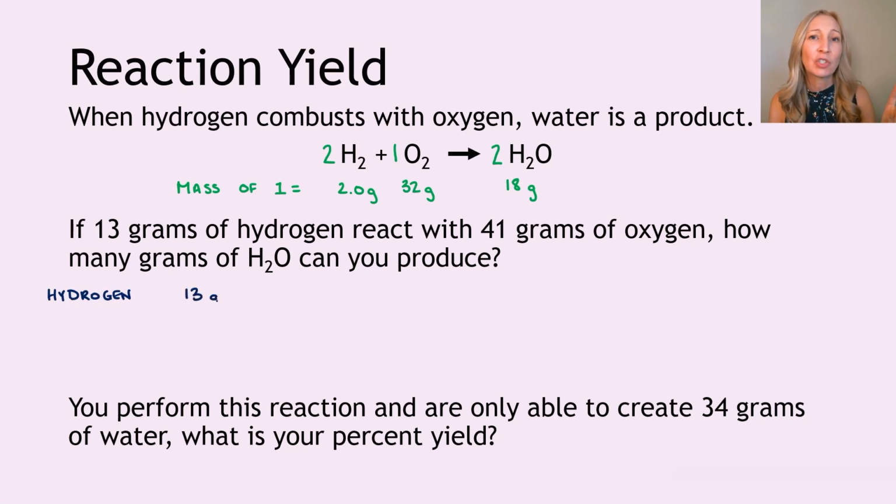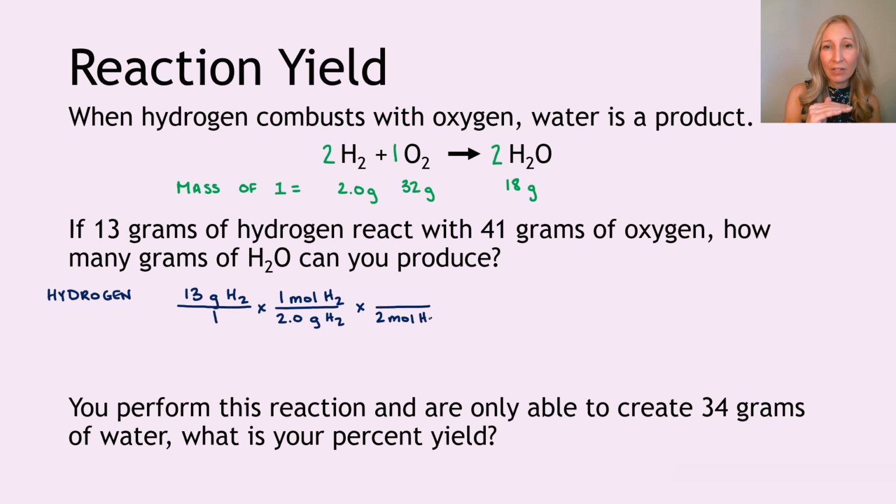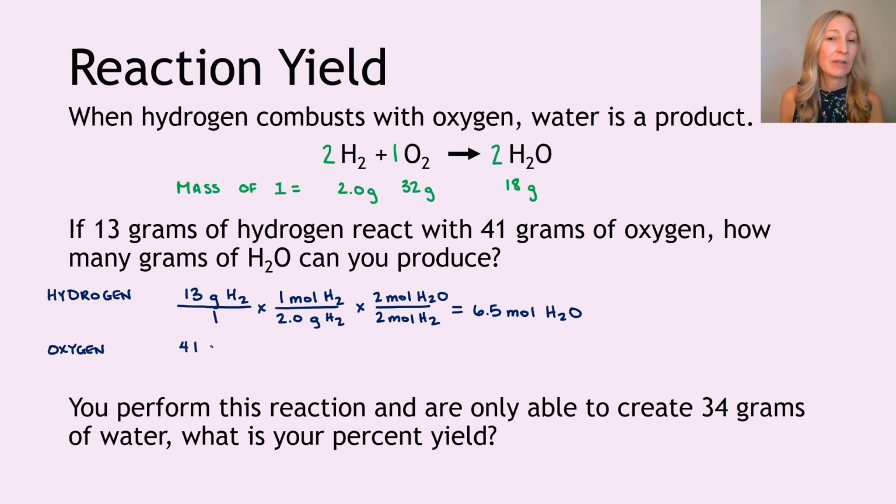And I'm going to show you a shortcut here. We're going to start with 13 grams of hydrogen. Each mole of hydrogen, H2, has a mass of 2.0 grams. And for every 2 moles of hydrogen used up, 2 moles of water are produced. And we're going to stop there just for a minute and see that this gives me 6.5 moles of water. Now you could keep going onto the mass, but I'm going to stop here for the time being and move on to the oxygen calculations.